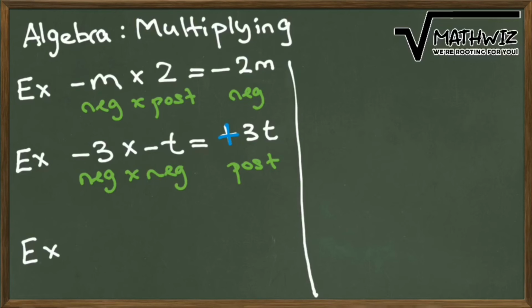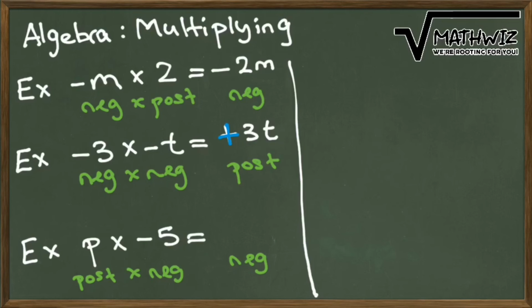Let's go through another example. Let's say we have p multiplied by negative 5, right? So we have a positive multiplied by a negative, so we are to get a negative. And 5 times p gives us 5p.